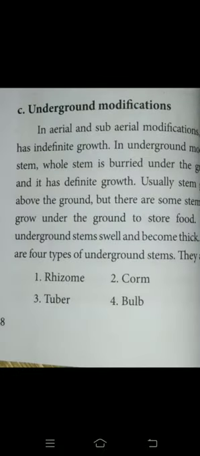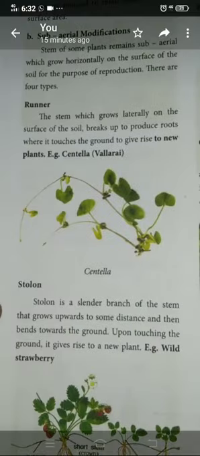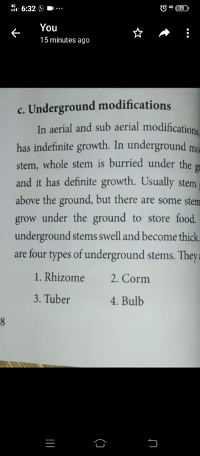Then underground modification. Okay, so up to that we saw the subaerial modification. So now we are going to see the underground modification. Underground modification means that the stem grows in the soil, and it does other functions like storage.